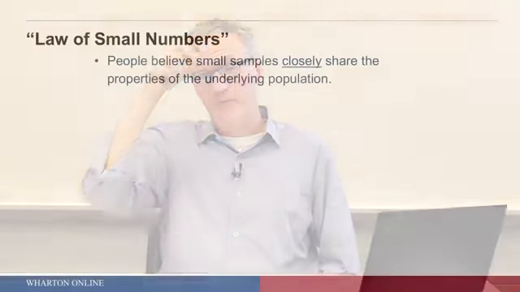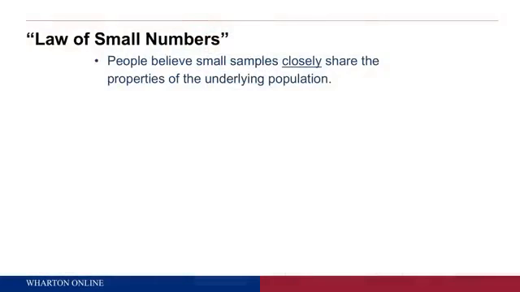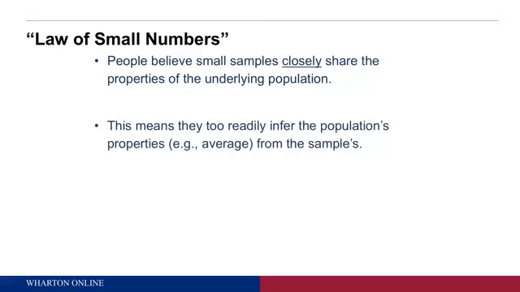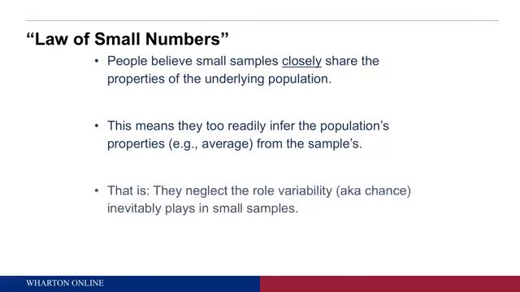This is a bias acknowledged in the literature, called the law of small numbers, which is silly. Of course, there is no law of small numbers. It's not like the law of large numbers. What makes small numbers interesting is that there is no law. They bounce around. People believe small samples closely share the properties of the underlying population, but in fact, they don't. This means they too readily infer a population's properties, the average, from the samples. They neglect the role variability, chance, plays in these small samples.